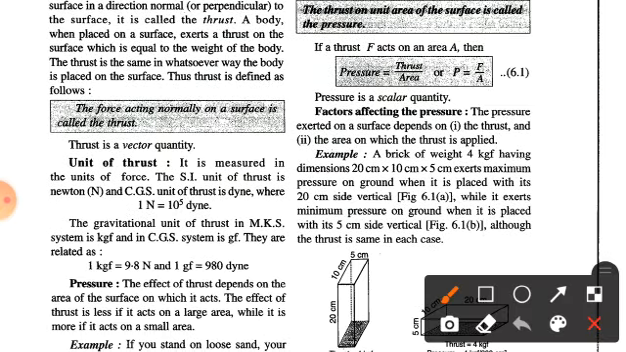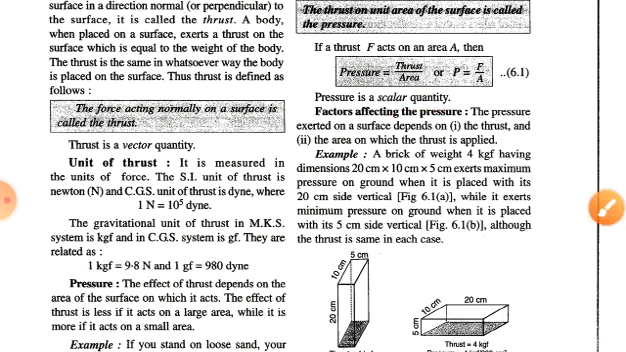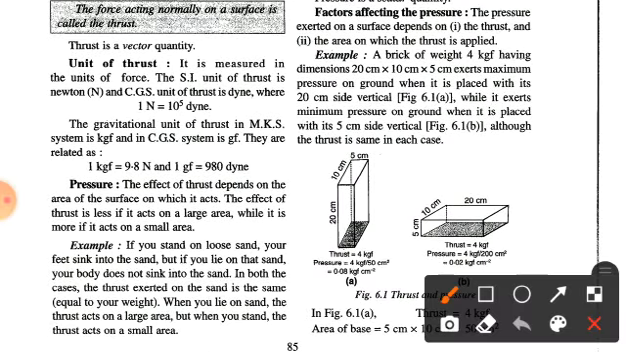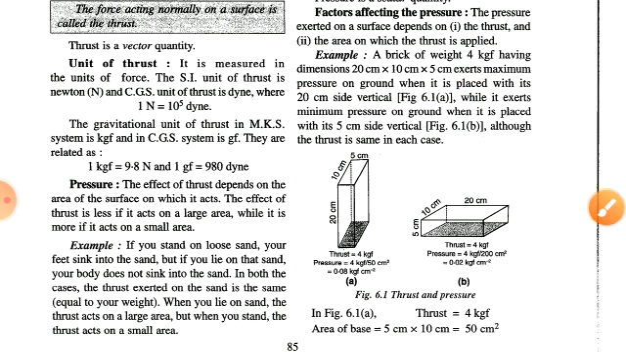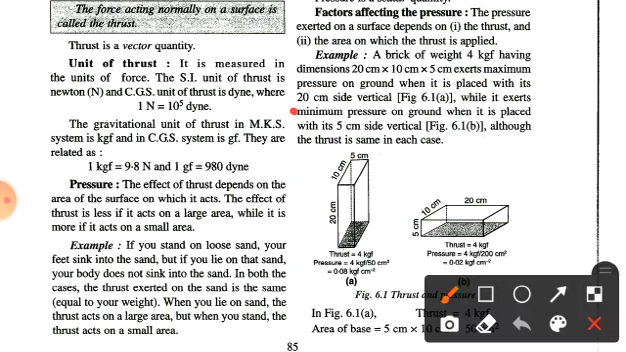Now what are the factors which affect the pressure? The pressure exerted on a surface depends on, first, the thrust, and second, the area on which the thrust is applied. Here you can see the example given. A brick of weight 4 kgf having dimensions of 10 and 5 centimeter exerts maximum pressure on the ground when it is placed with its minimum area on the ground, and minimum pressure when it is placed with the 5 centimeter side wide, vertical.